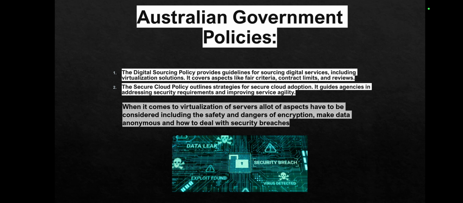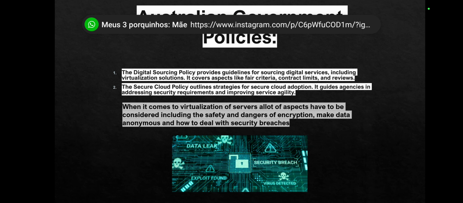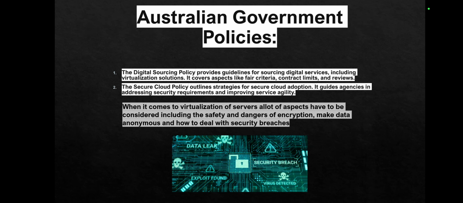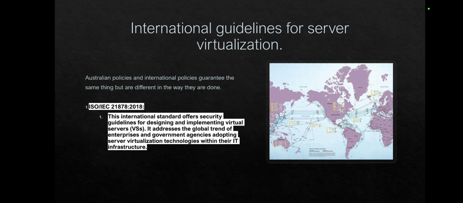The Secure Cloud Policy outlines strategies for secure cloud adoption. It guides agencies in addressing security requirements and improving service agility. And to remember, when it comes to virtualization of servers, a lot of aspects have to be considered, including the safety and dangers of encryption, making data anonymous, and how to deal with security breaches.